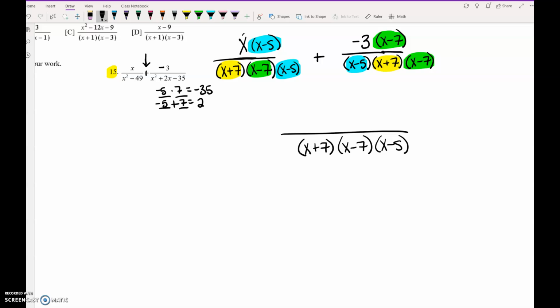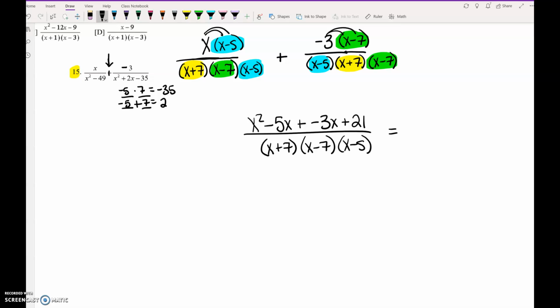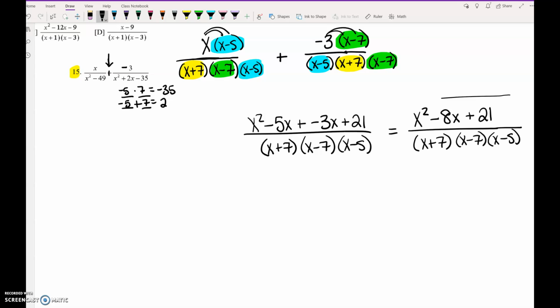On the top, we distribute. So we have x squared minus 5x. And we distribute here, negative 3x, positive 21. And then we combine like terms. So x squared minus 8x plus 21 over x plus 7, x minus 7, x minus 5. And that would be considered your final answer.